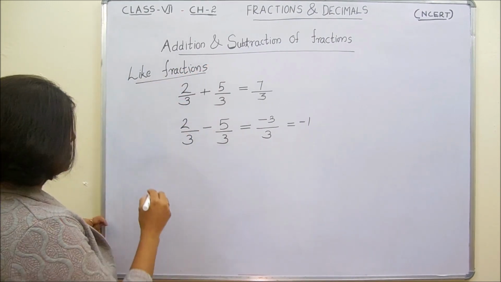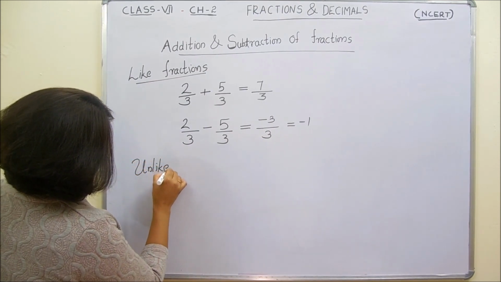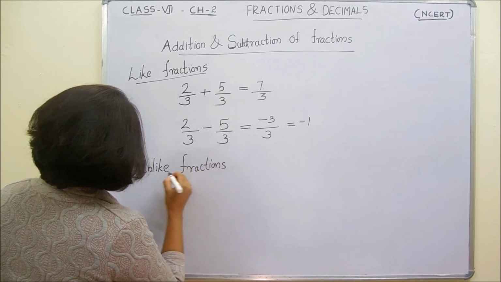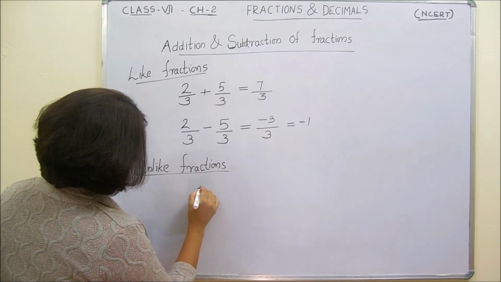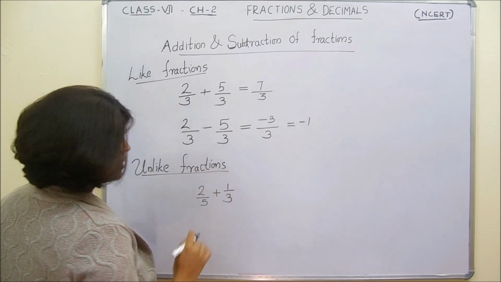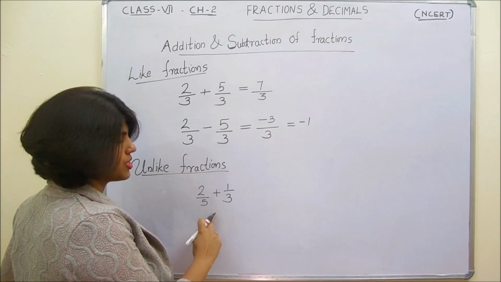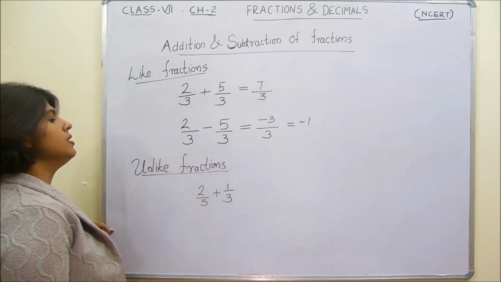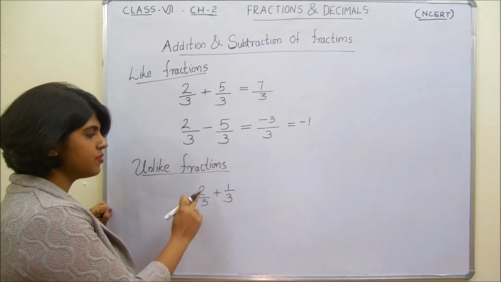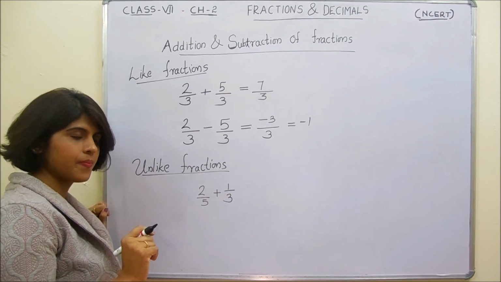Right? Now, unlike fractions. Let us consider one example. 2 by 5 plus 1 by 3. Here you can see that we have to find the sum of unlike fractions. That is, the denominators are different. So we can find the sum of these unlike fractions by two methods.